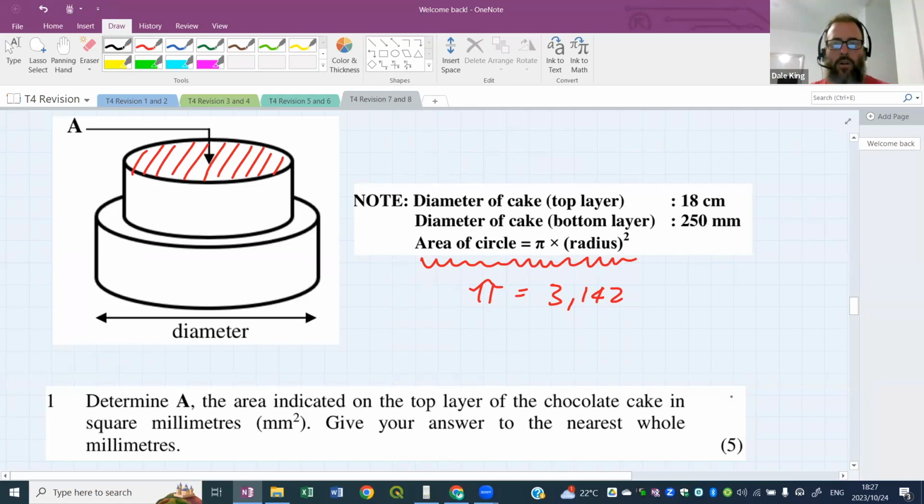Don't worry about the 5 marks. You just try this one. Let's see how you do. Work out the area of this piece of cake, please. Shouldn't take you long.